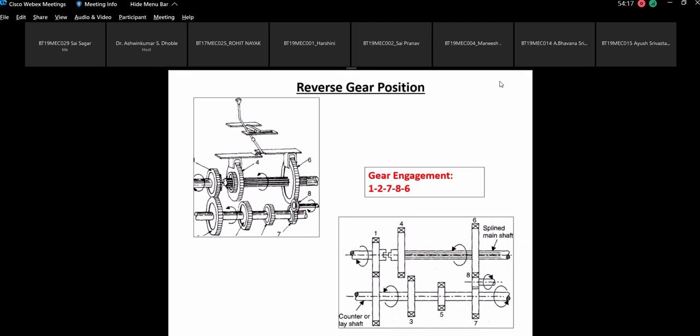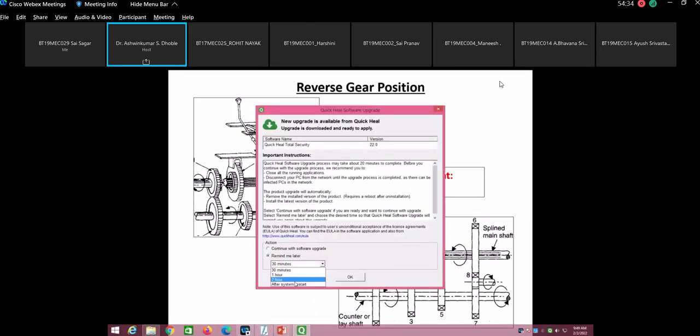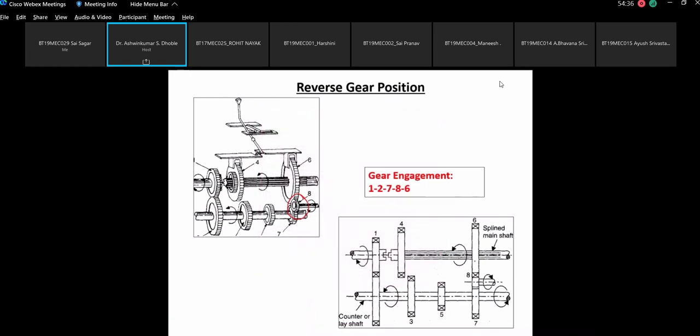This is the reverse gear which I was telling you, this is the engagement of the reverse gear. This is the same gear which was there in the first one, only because of the idler the direction will get reversed. Okay, so this was the same gear which was engaging in the first. Let me show you the first slide.